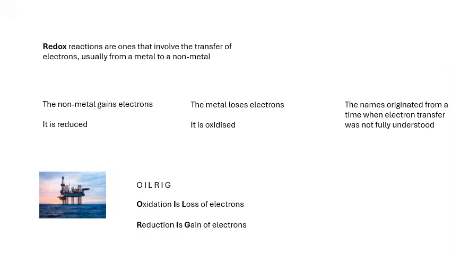Why is it called oxidation? Well, the name is historical. When people didn't understand this electron transfer stuff, that's where the names reduction and oxidation came from. Don't worry about it. There's a very, very useful way of learning it, and that's OILRIG. Oxidation is loss of electrons. Reduction is gain of electrons. So your metals are oxidized and your non-metals are reduced.